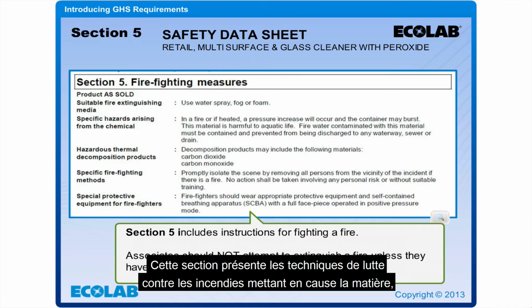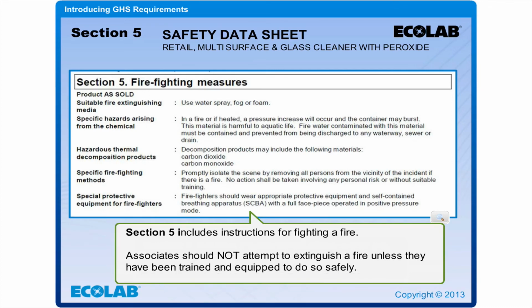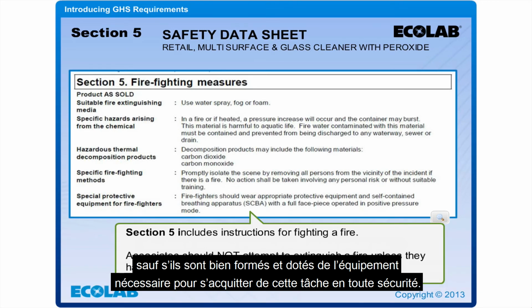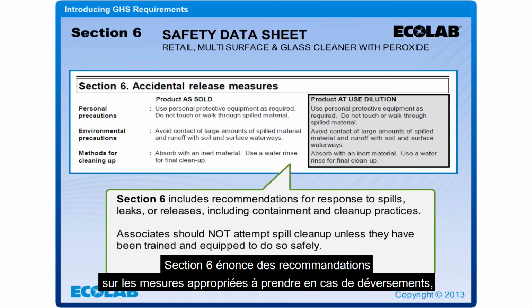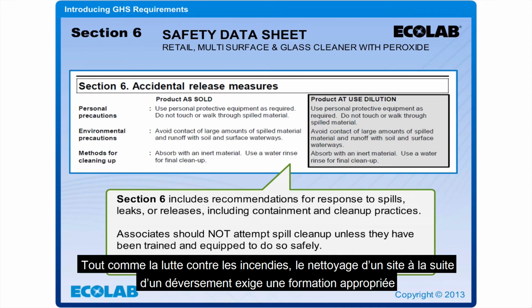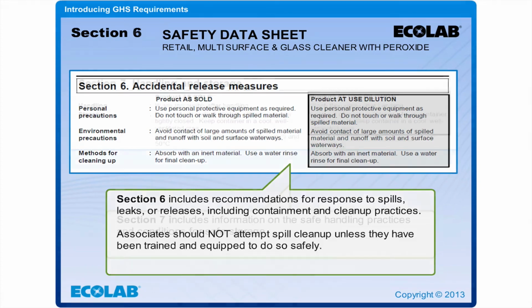This section includes instructions for fighting a fire involving the material, including suitable extinguishing materials necessary. Please note that associates should not attempt to extinguish fires unless they have been trained and equipped to safely do so. Section 6 provides recommendations on the appropriate response to spills, leaks, or releases, including containment and cleanup practices. Like firefighting, spill cleanup requires appropriate training and should only be undertaken if authorized and equipped.